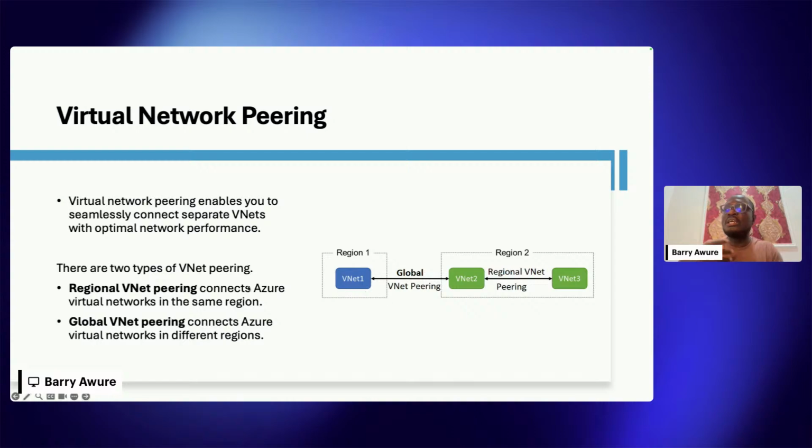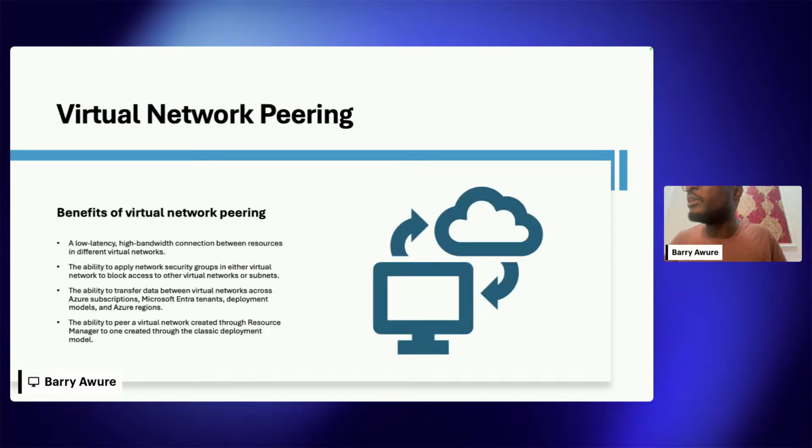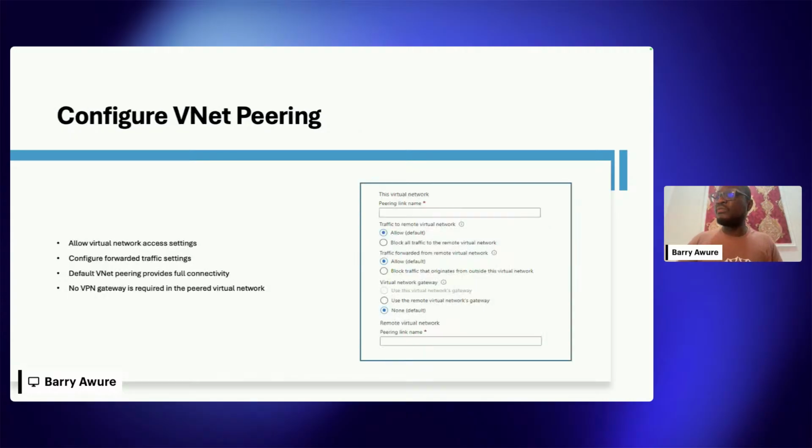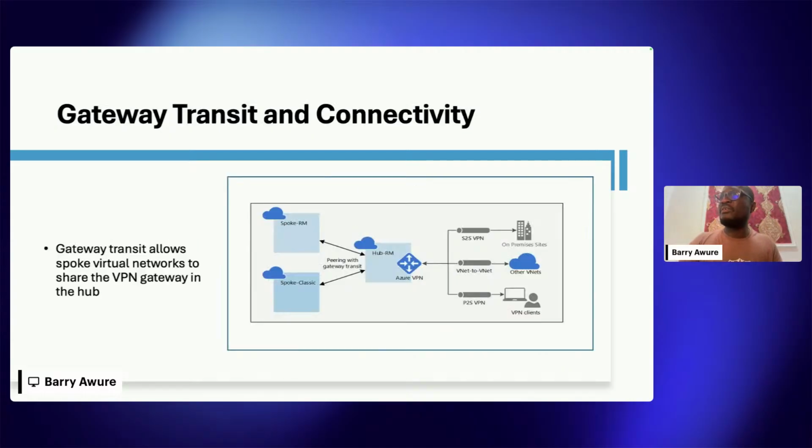So you select a regional VNet, but if, for example, what you want to pair with is in a different region entirely, then you need to change your settings to a global VNet peering. So these are just the benefits of your VNet peering, and then this is how to go about setting up a VNet peering. Then there's also what we call the gateway transit, right?